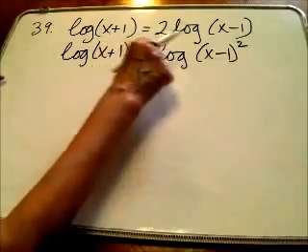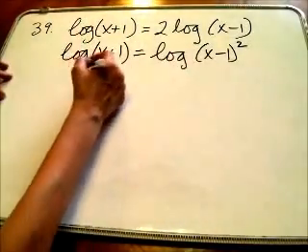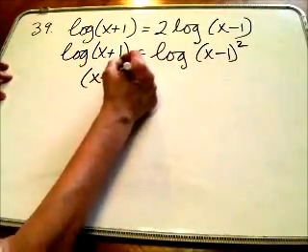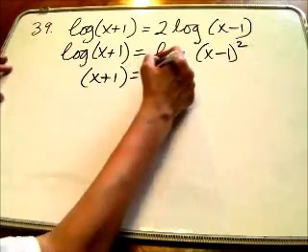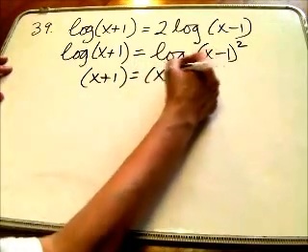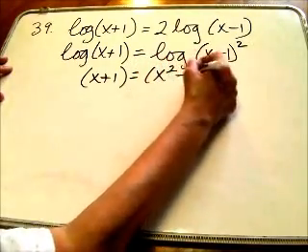Now, if the log of this equals the log of this, obviously the arguments have to be equal. I don't even need to write that 10. Or you can think of it as anti-logging. It's up to you. And while I'm at it, I'm going to go ahead and square this out since space is an issue here.